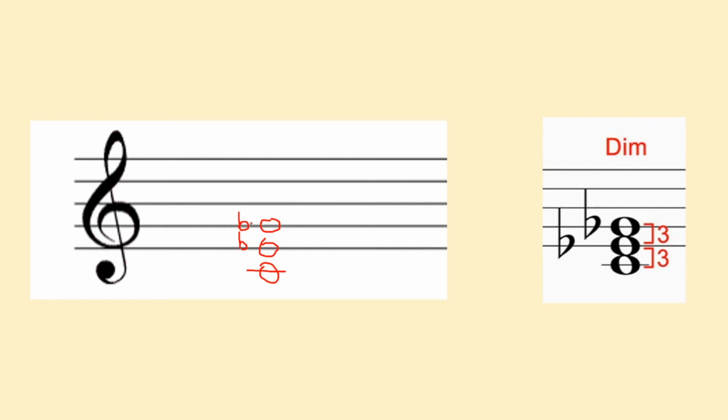If you don't like counting notes, what you can do is just take a C minor triad and lower the fifth. As you may recall, a C minor triad is C, E flat, and then G. So all you gotta do is lower the fifth by a half step, and then you get a C diminished triad. This has been it for the 4 different qualities of triads.